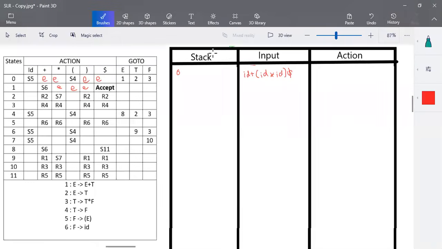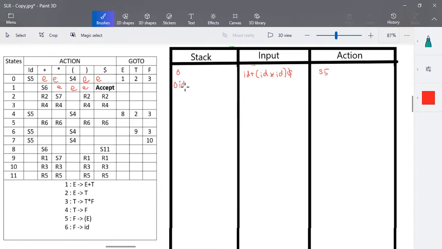Let us start with this input: id plus id star id dollar. Here the process is going to be the same. The topmost element of the stack is 0 and the input is id. What is the corresponding entry for 0 comma id? 0 comma id consists of S5. So what we have to perform for S5 is shift one token from the input to the stack.